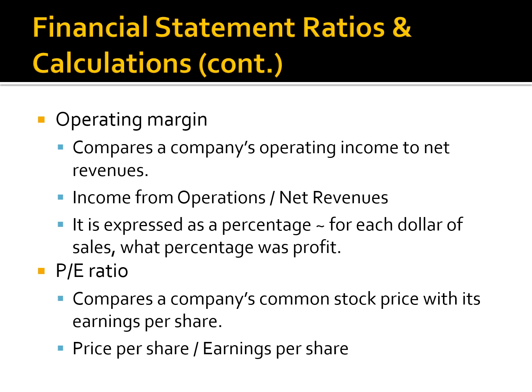Then, we've got the P/E ratio, and this compares a company's common stock price with its earnings per share. Basically, you're looking at price per share versus earnings per share. If a company's stock is selling at $20 per share and the company is earning $2 per share, then the company's P/E ratio is 10 to 1. The company's stock is selling for 10 times what it's earning.